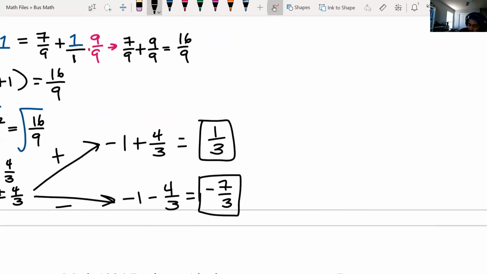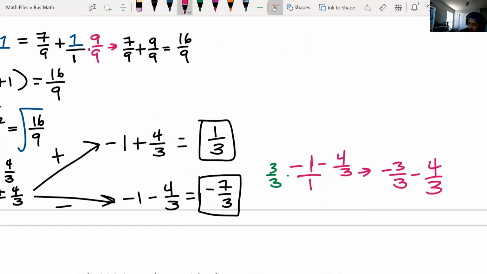Or we keep it the old school way and we say -1 minus 4/3. You make this one into a fraction and you get a common denominator of 3. This means that you'll get -3/3 minus 4/3, which gives you -7/3. However you want to go about handling those fractions.